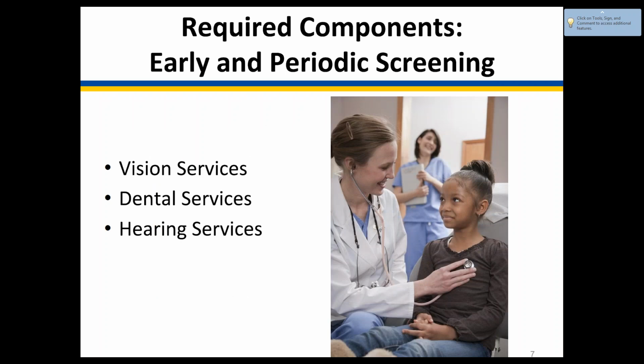In addition to screening services, states should ensure that all medically necessary vision, dental, and hearing services are provided to children under the age of 21 in accordance with the EPSDT benefit. In addition, as mentioned previously, states need to have in place periodicity schedules for screening, vision, dental, and hearing to ensure that children are receiving medically necessary care from infancy through adolescence. Next slide, please.